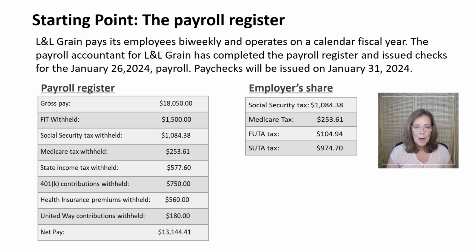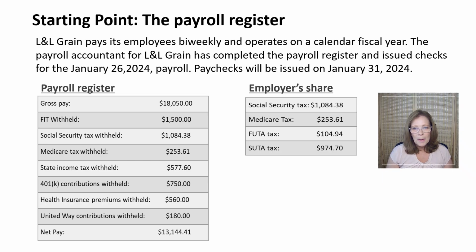Let's look at the example from our textbook. L&L Grain pays its employees biweekly and operates on a calendar fiscal year, which just means that the company's financial statements are prepared for the time period from January to December. Many companies have a fiscal year, which means that it begins in a month other than January and ends in a month other than December. Some companies use a fiscal year because it more adequately reflects the seasonality in their business. For instance, Apple has a fiscal year ending in September.